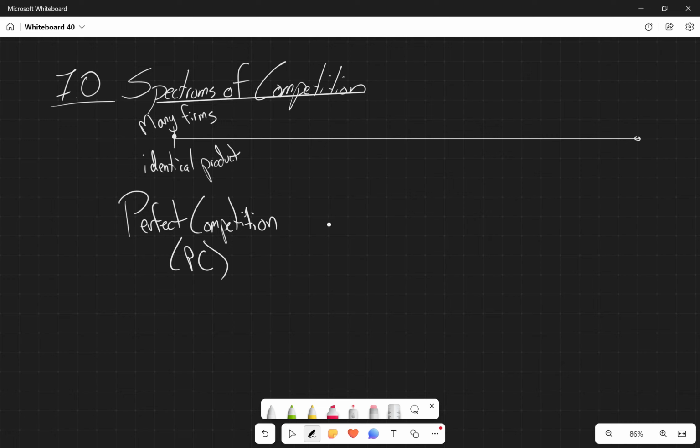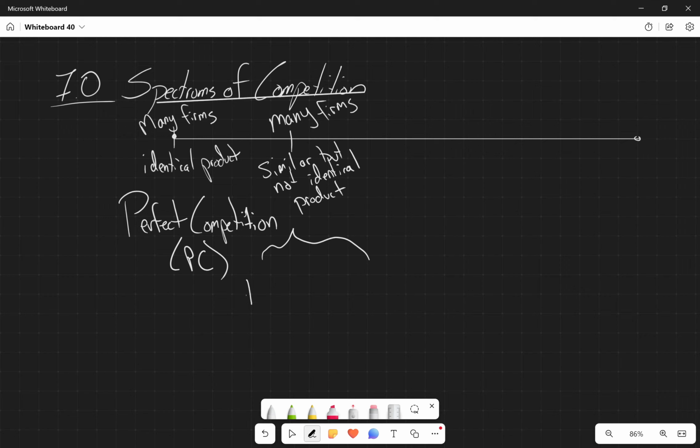Secondly, we've got a situation where, yes, we still have many firms, but now, instead of an identical product, we have something that is similar to, but not identical. And this situation here is called, and perhaps the most jargony word you'll ever learn in this whole class, monopolistic competition. Don't worry about what these 2 words are, that one of them has been forced into being a modifier and then smashed into the other one. Don't worry about what they mean yet.